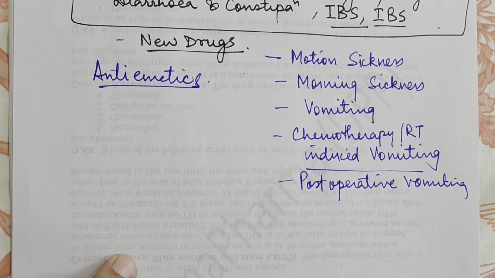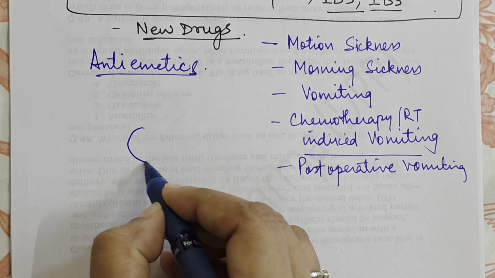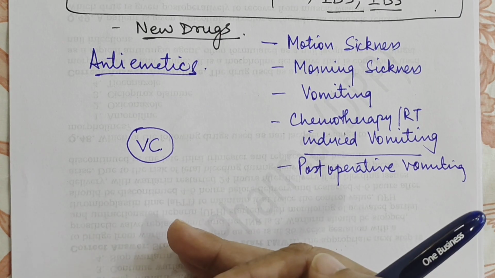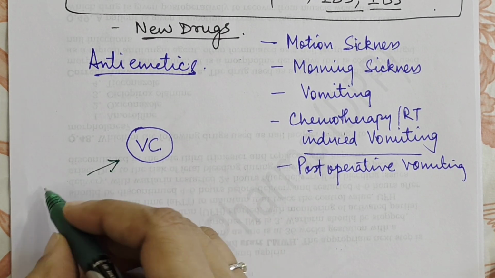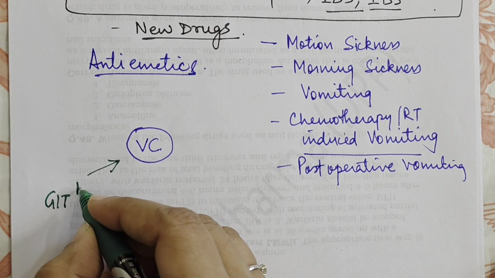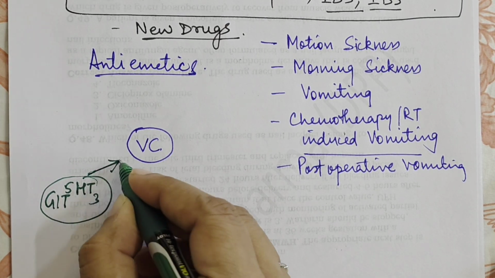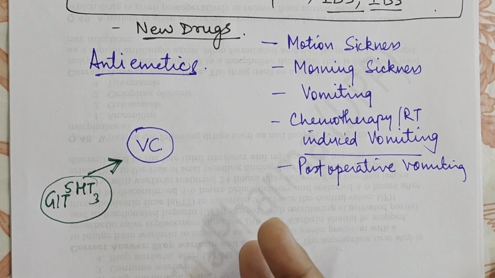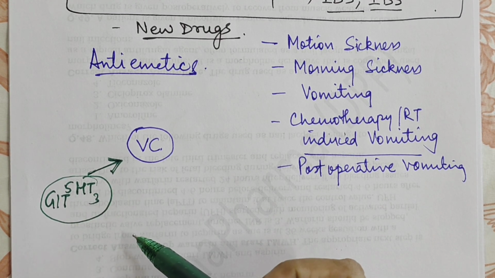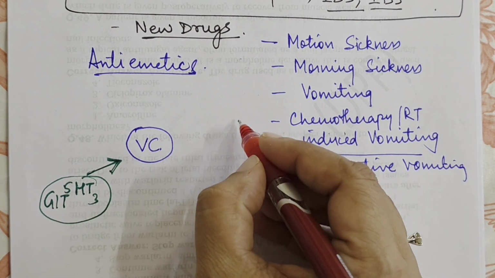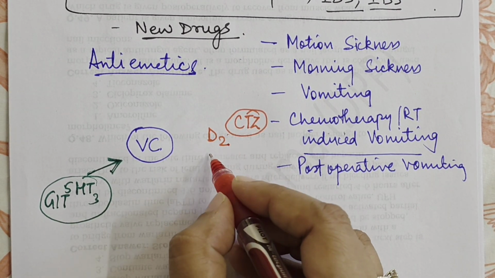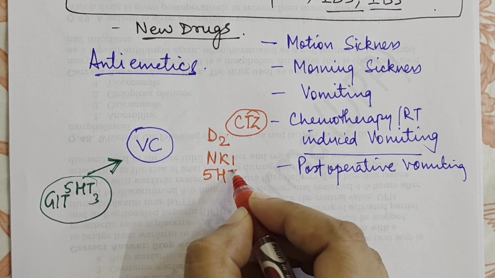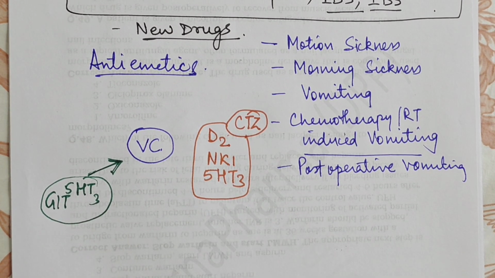We'll be seeing that. If I show it on a diagrammatic picture, this is the vomiting center. Now we are going to see what are the neurotransmitters that play a role in vomiting, right? The stimulus from GIT comes via 5-HT3. From the GIT, suppose some poisoning or something is there, then the body doesn't accept it, or there's an infection in the GIT, then it induces vomiting. Then there is a CTZ, the chemoreceptor trigger zone. The neurotransmitters which play a role here are D2, NK1, and 5-HT3. So these are the neurotransmitters which stimulate the CTZ.